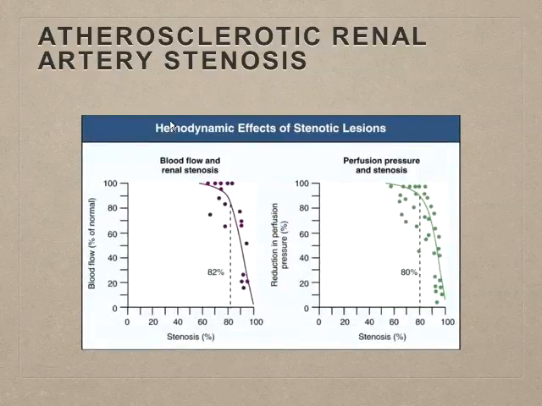Here's a graph that goes over this. Here is the stenosis on the bottom, and then blood flow, and also reduction in perfusion pressure. In these patients, blood flow is not affected until the stenosis is about 80%, and perfusion pressure is not affected until it's about 80%. So it's a pretty significant amount of stenosis that these patients have to have before you start seeing a decline in their renal function and their urine output.